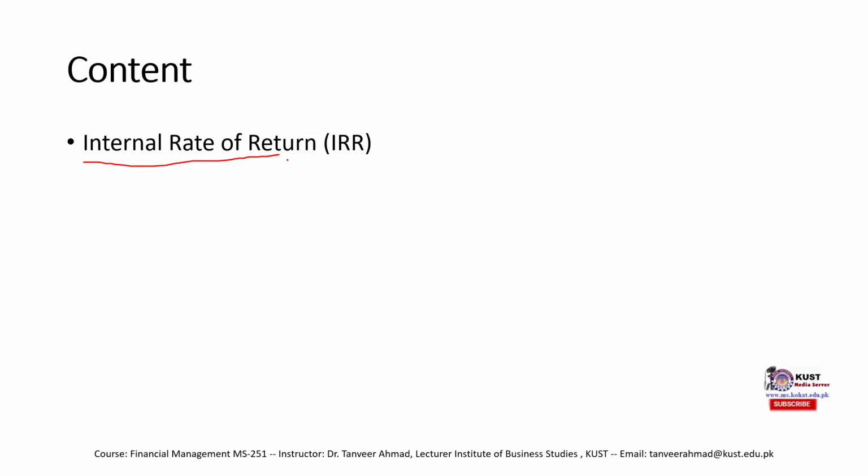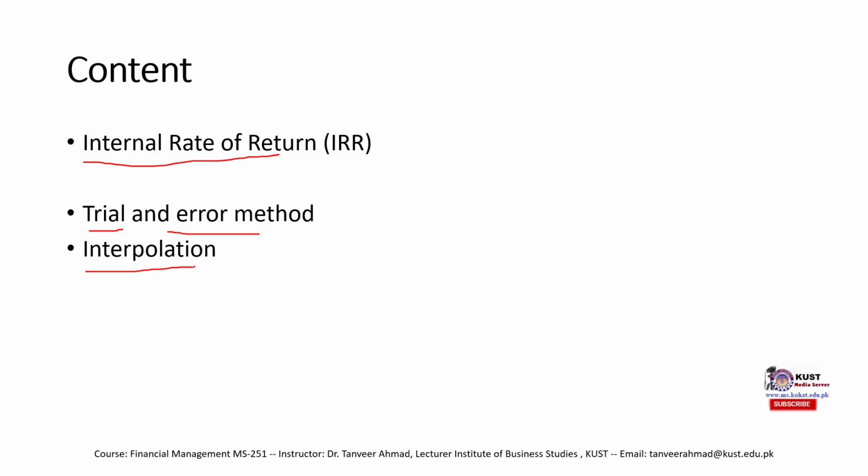Remember, we are discussing capital budgeting techniques that are used to identify or help us in finding the profitable projects. And we had previously discussed NPV, payback period, accounting rate of return, and profitability index. And in this video, we are going to explore internal rate of return, which is also called IRR. And there are two methods of finding IRR. One is the trial and error method, and the second one is interpolation. We are going to cover both of these methods.